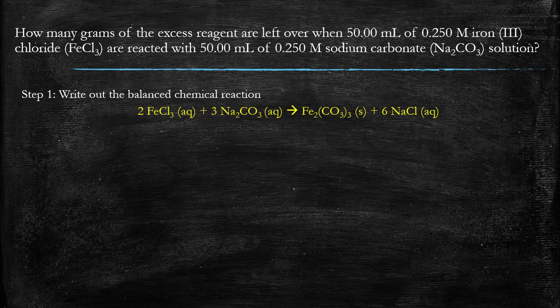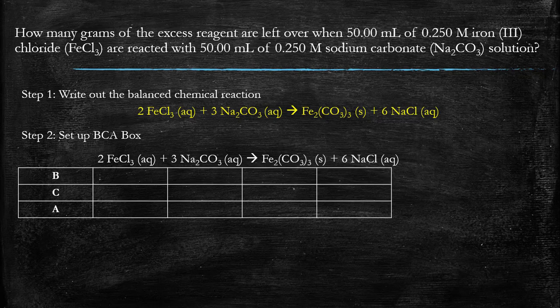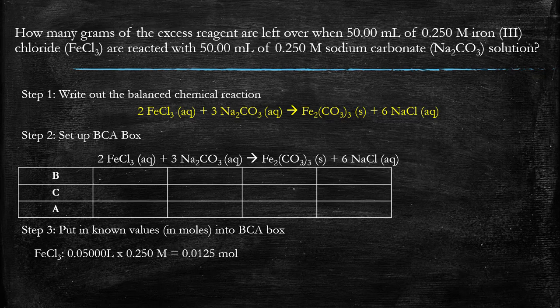That looks like this. The next thing, set up a BCA box, and that sets up to look like this. Now you're going to put in known values in moles into the BCA box. For both of these chemicals, since they are aqueous, remember that molarity is moles divided by liters. So moles equals volume times molarity.